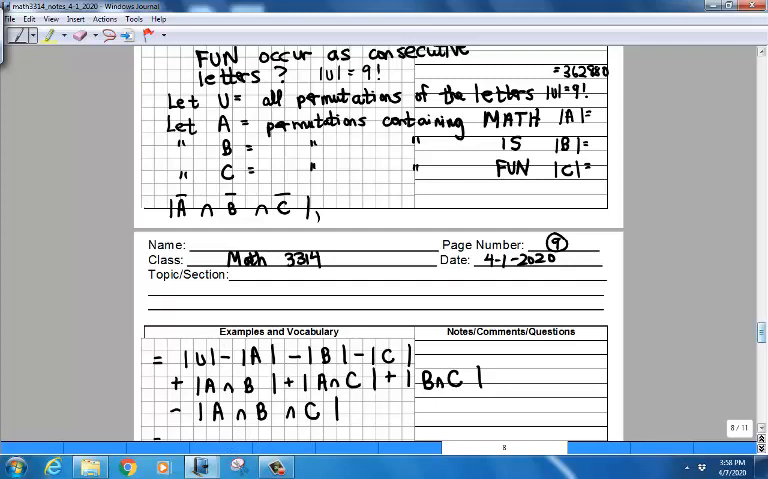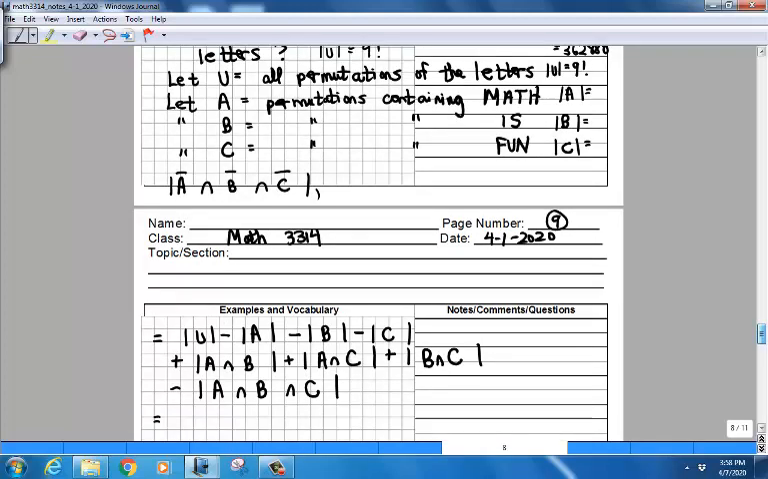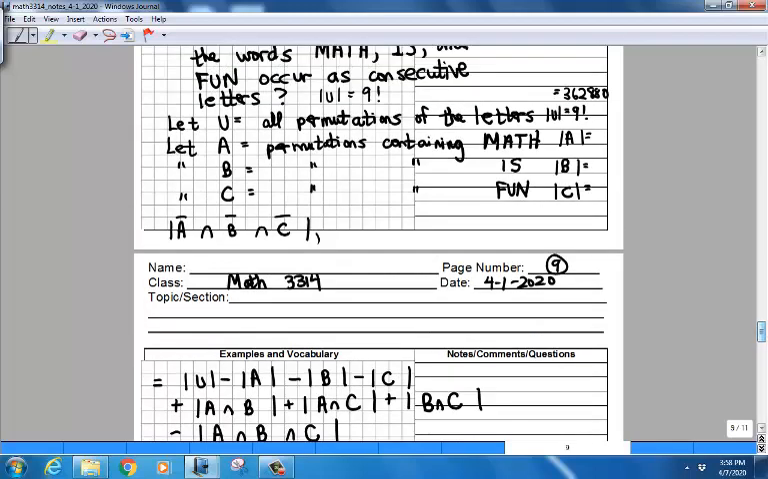Well, we've already calculated that, right? That was 9 factorial, so that was 362,880. All right. Now let's see if we can figure out how big is A, how big is B, and how big is C. If we can figure out A, then we'll probably have a pretty good clue as to how big B and C are as well, right? So let's think about finding A.